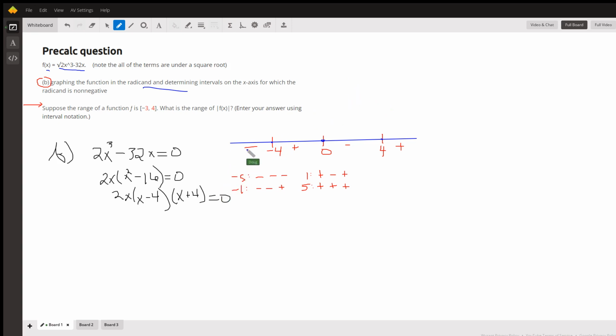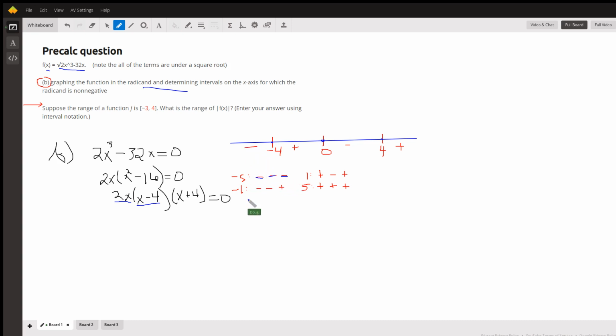So pick test numbers in each interval. For example, to the left of -4, if you pick -5, this factor will be negative. That's what we mean right here. This factor will be negative, and so will this one. So the product of 3 negative factors will give us a negative value.